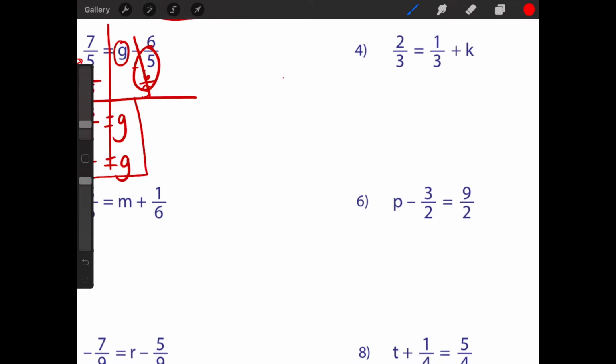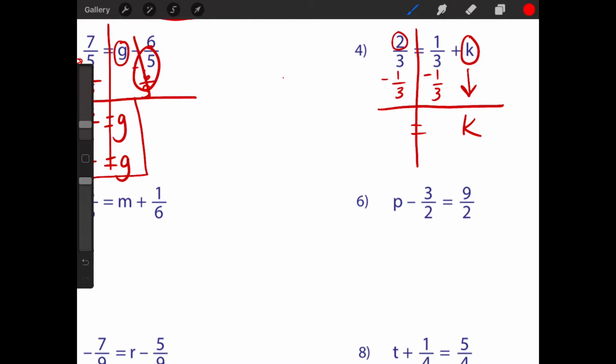Who knows? All right, I want to isolate K, so I'm going to subtract 1/3 from both sides. Subtraction works the same way as addition. If they have common denominators, all you have to do is subtract the numerators. So 2 take away 1 is 1. Keep my denominator as 3. And my final answer is K equals 1/3.